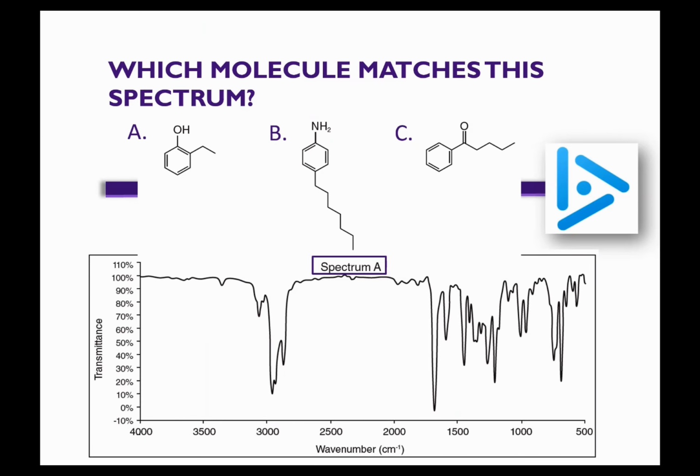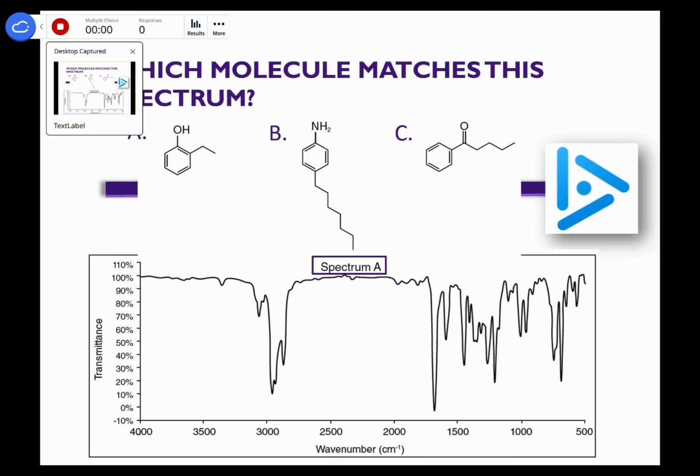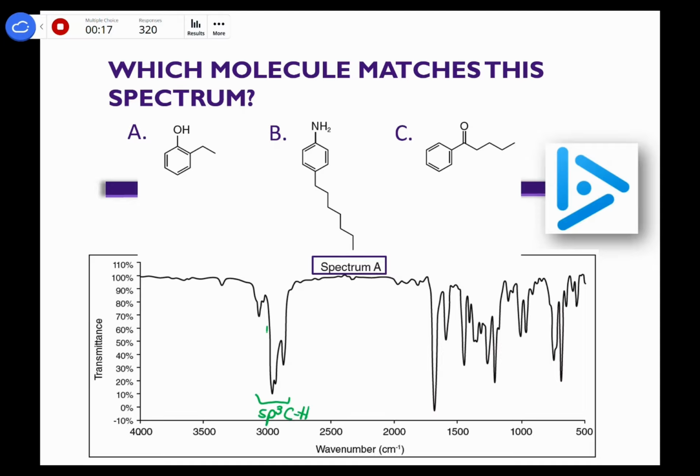Let's do this one. Work with the person beside you. This is now spectrum A. Which molecule produced spectrum A? And 10 more seconds. And 3, 2, and 1.